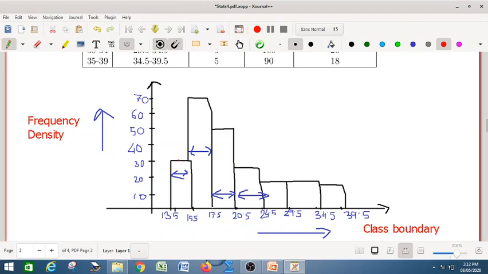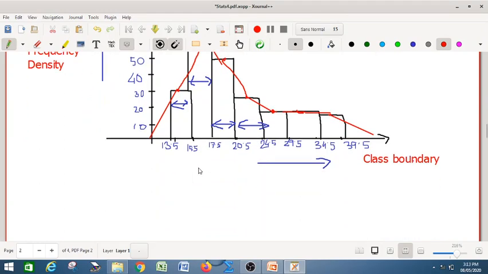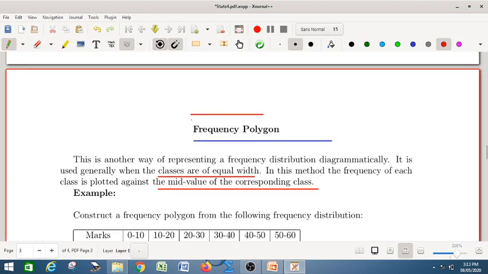So you just take the midpoint of the top of each rectangle and join these points. Similarly, by joining these points, you can have the frequency polygon. So this is how you can draw the frequency polygon, by joining the successive midpoints of the top of rectangles which constitute the histogram. So this is how we are talking about frequency polygon.